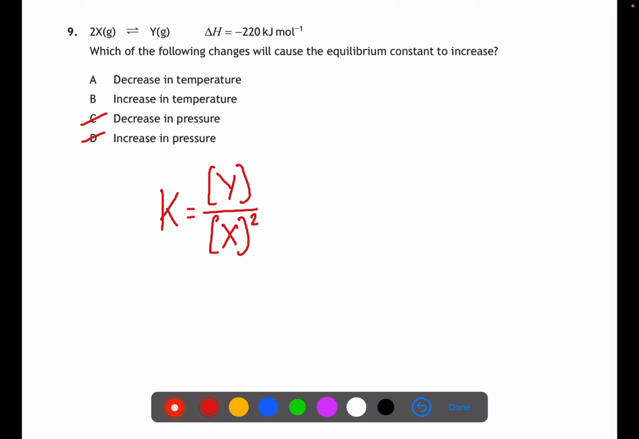To increase the value of K, we need to increase the concentration of the products, which means we need to shift the equilibrium to the right. This is an exothermic reaction, therefore this reaction will give out heat. To force this reaction to the right and therefore produce more products, we need to decrease the temperature.